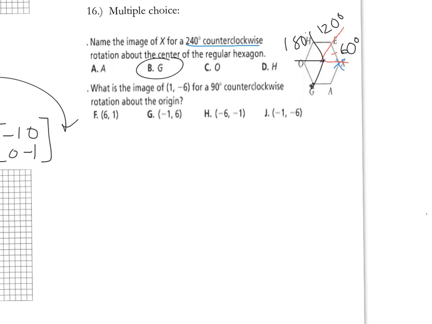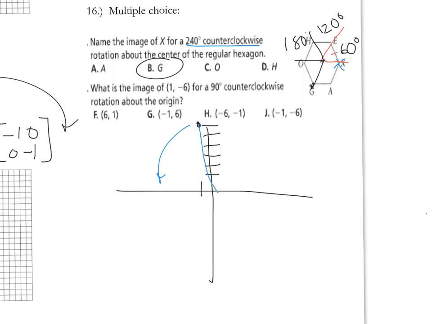Okay, then next question, what is the image if 1, negative 6 is going 90 degrees counterclockwise about the origin? So let's draw a little rough sketch here. So negative 1, 6 is right here. Now, it's going counterclockwise, so it's going down this way. So remember, a rotation is going to make a 90 degree angle, and it's going to be equidistant. So this point over here is negative 6, negative 1. And that's it.